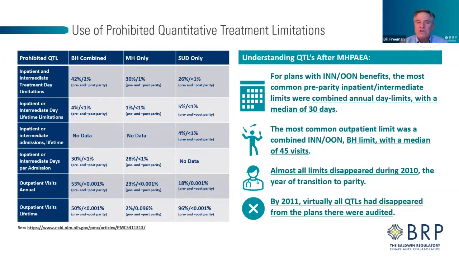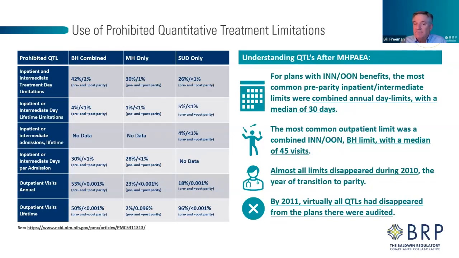Pre-MHPAEA, 42% of the plans had limitations. Post-MHPAEA, that dropped to 2. And then it's broken out to the right for the mental health component of that and the substance use disorder component. And what you see as you go down through these prohibited QTLs is that pre-MHPAEA, a lot of plans had QTLs. Post-MHPAEA, they went down. So to the right, we do a little analysis of the chart, and you'll see that for in and out of network benefits, the most common pre-parity inpatient intermediate limits were combined daily limits with a median of 30 days.